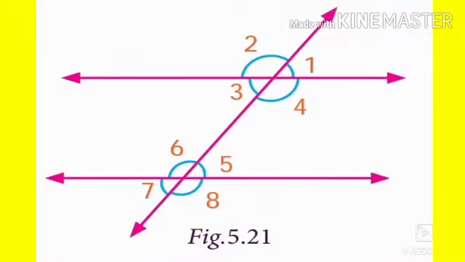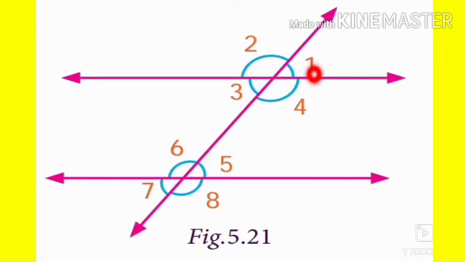So, observe the figure. Here, first one, name the angle that corresponds to angle 1. Corresponding angles are angles on the same side of the transversal, where one angle is in the interior and the other one is in the exterior. So here angle 1 is in the exterior and angle 5 is in the interior, and also angle 1 and angle 5 are on the same side and on the left side.